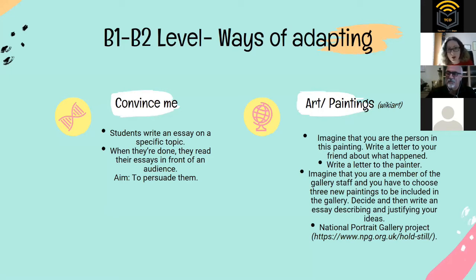Regarding the second problem, how they can develop their ideas, you can always use the convince me exercise. So what they are going to do is, after writing the essay on a specific topic, they have to read it in front of an audience, their classmates. And the aim is to persuade them. If their classmates haven't been convinced, that means that their argumentation was weak.